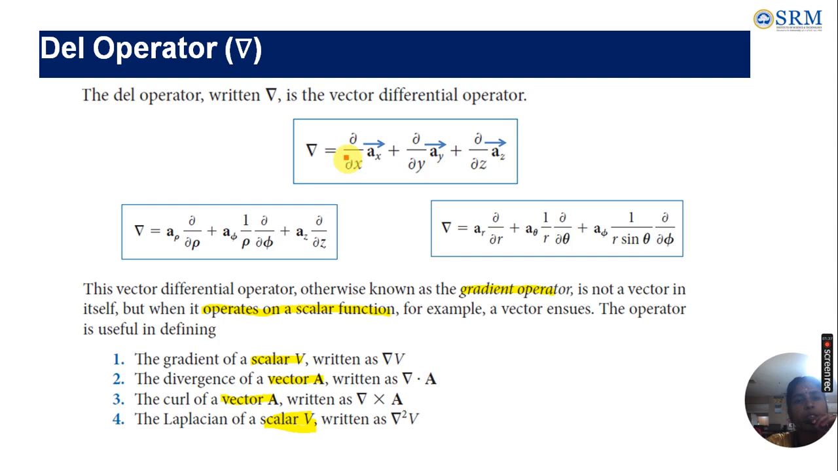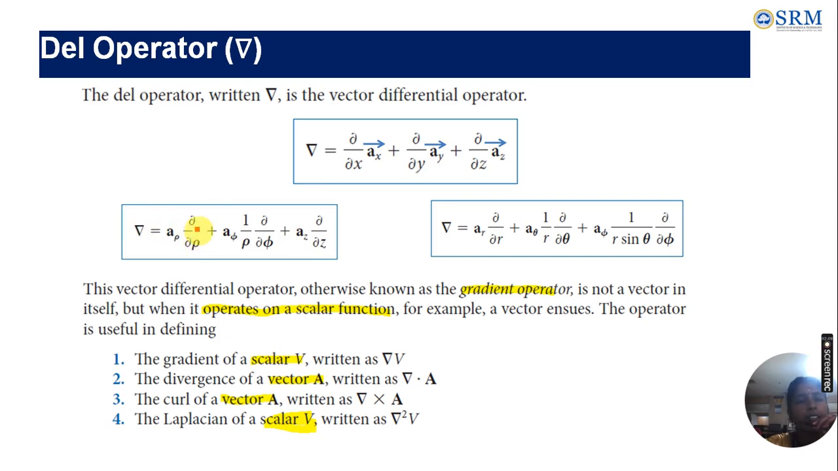Del is a partial differentiation: dou by dou x into the corresponding unit vector along the x direction, ax cap, plus dou by dou y into ay cap, plus dou by dou z into az cap. This is the vector differential operator in Cartesian coordinates. Similarly, I can write the del operator in cylindrical as well as spherical coordinates. Only these three standard coordinate systems, which are orthogonal systems, are taken into consideration.